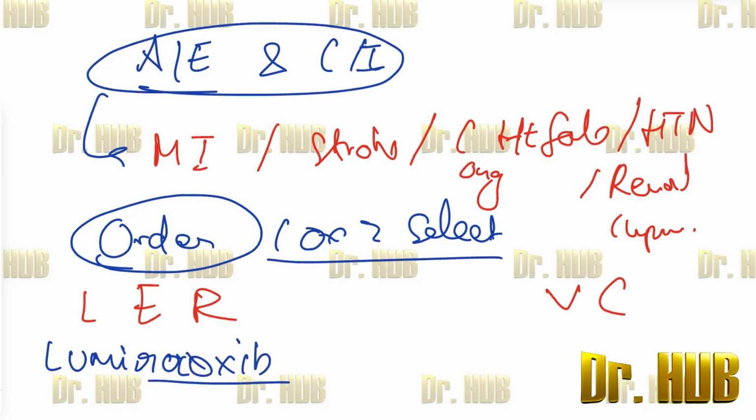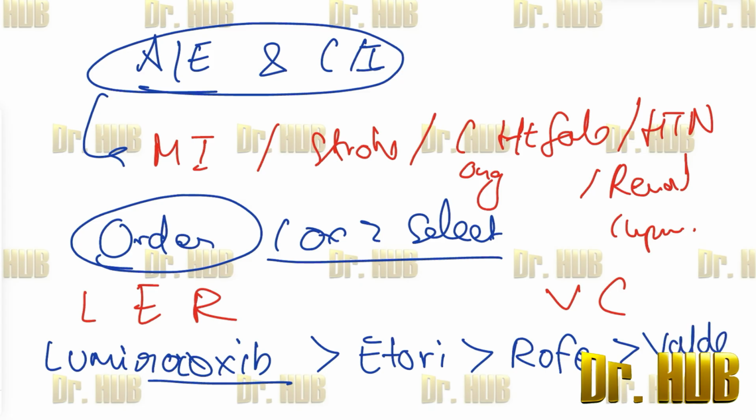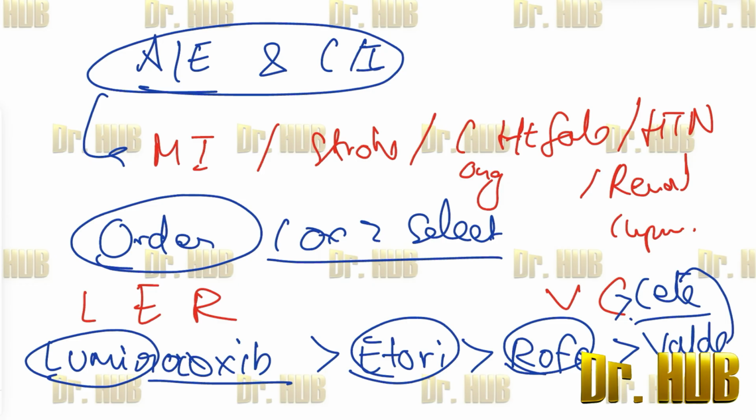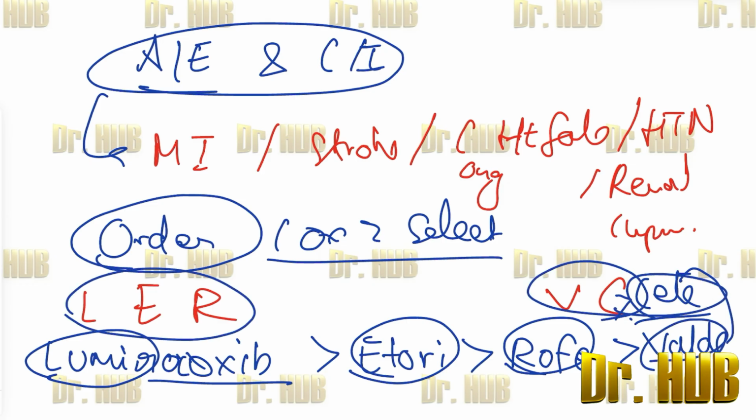So everywhere we have the COXIBs. First is the Lumiracoxib, followed by the Etoricoxib, followed by the Rofecoxib and the Valdecoxib. Lastly, there is the Celecoxib. So Lumiracoxib, Etoricoxib, Rofecoxib, Valdecoxib, and Celecoxib. So it is LERVC.